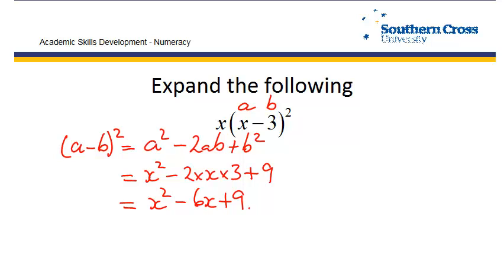Now in the particular question we had an x out the front which we need to multiply by. So this needs to be multiplied by x. So in other words, x times (x - 3) all squared will equal x times this, which is x cubed take 6x squared plus 9x.